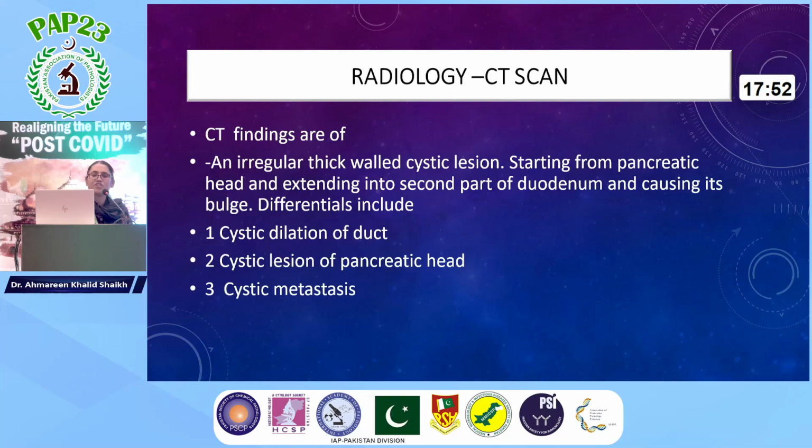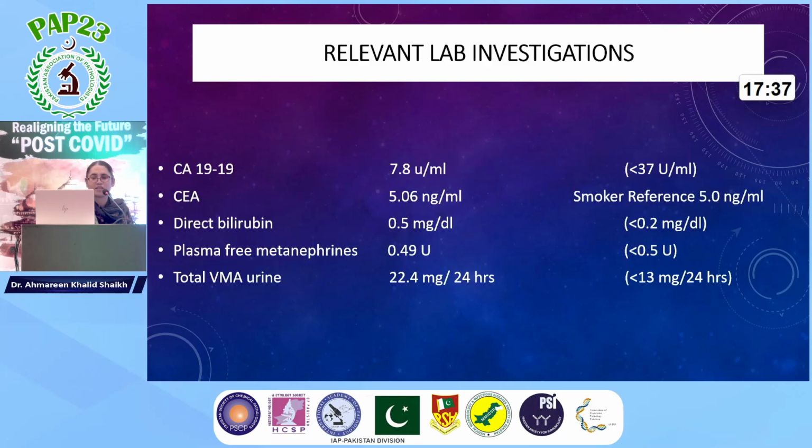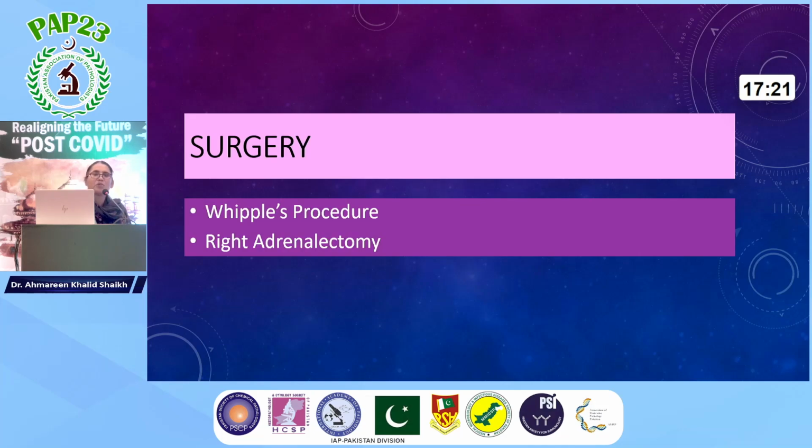The third lesion was in the head of the pancreas, and that was also a cystic lesion. The opinion was that it could be a cystic dilatation of the duct, or a cystic lesion of the pancreatic head, or a metastatic lesion. So ancillary lab investigations were done to rule out any pancreatic tumor or any colorectal tumor, and they were within normal limits. The VMA was somewhat raised. So the multidisciplinary committee decided on a surgical approach, and the patient underwent a Whipple's procedure and a right adrenalectomy.